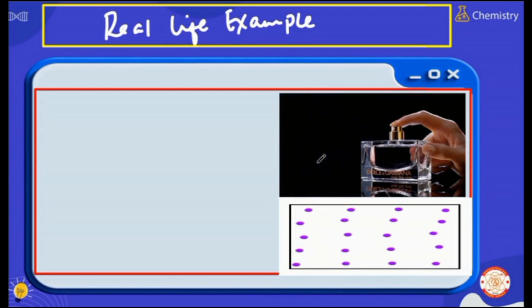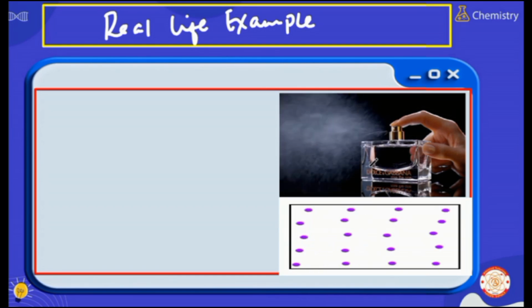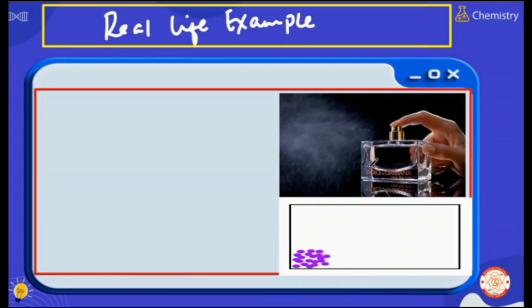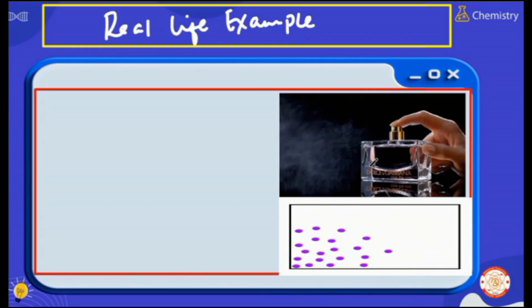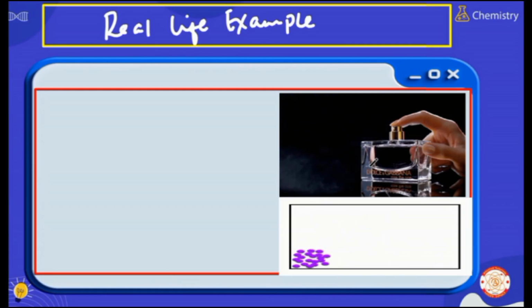Inside the container, as you can see here, there are gas particles. So these particles are highly concentrated inside the container.